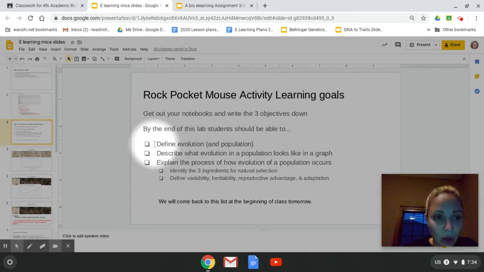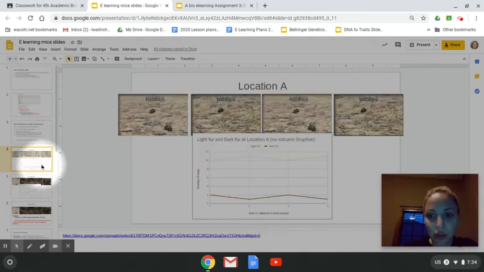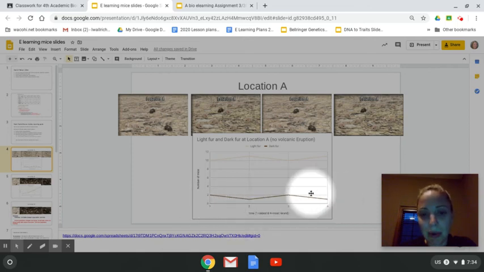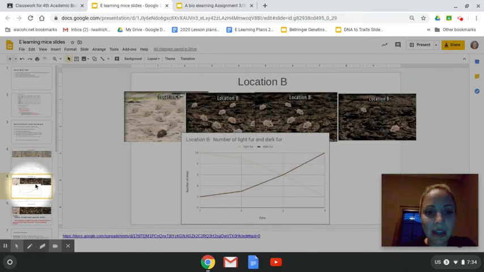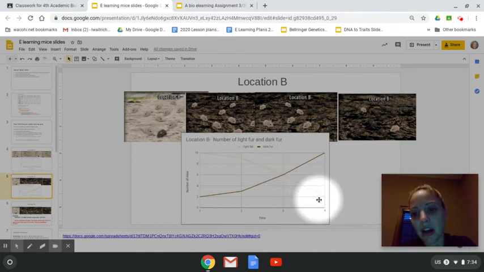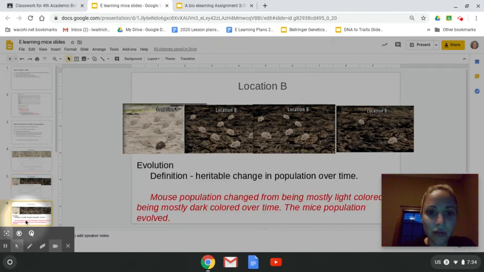Okay, so let's take a look at our graphs. Just to remind you, we had 2 locations, location A, and what your graph should have looked like was something like this. And with this, we would say there's very little change in the population over time. Like there's a little bit of flux, but generally location A pretty much stays the same. At location B, where you had the volcanic eruption, something very different comes up in the data. The number of light mice decreased and the number of dark mice increased. So we would say that evolution has occurred in population B.